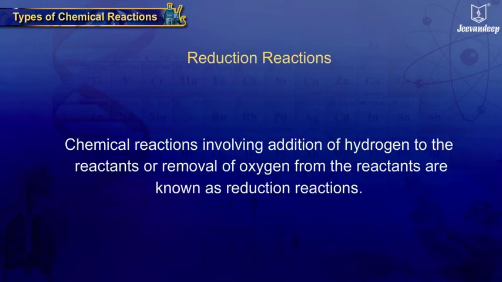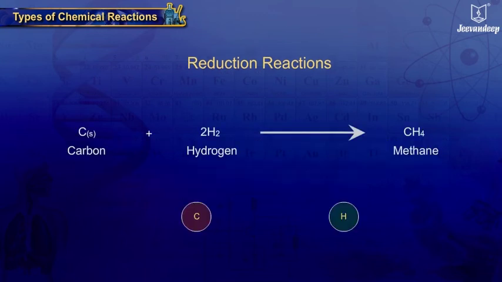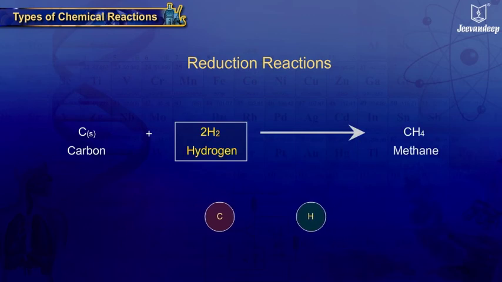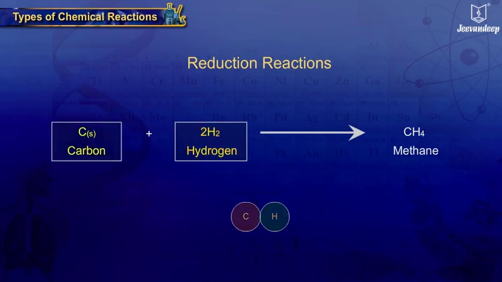Reduction reactions. Chemical reactions involving addition of hydrogen to the reactants or removal of oxygen from the reactants are known as reduction reactions. In this reaction, hydrogen is added to carbon, forming methane.